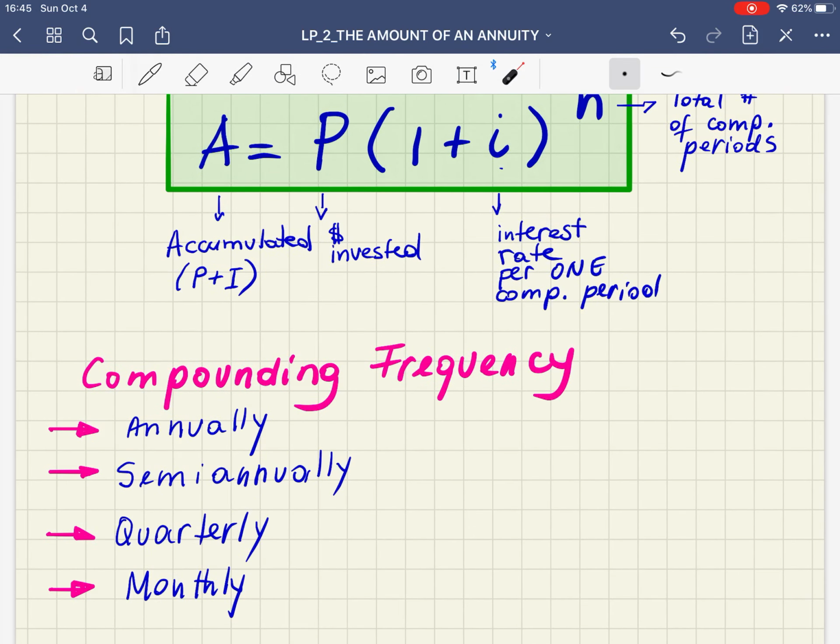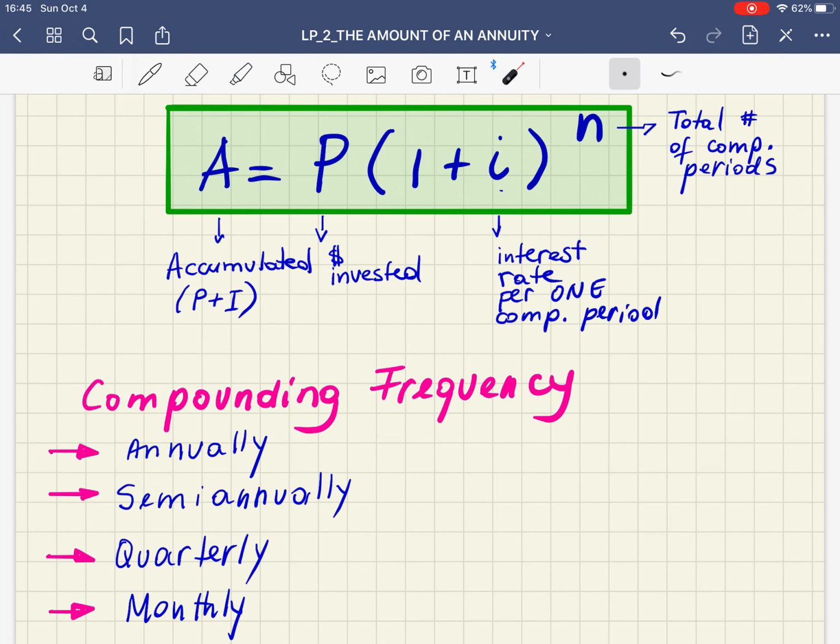So the compounding frequency can be annually, semi-annually, quarterly, monthly, and these are just some examples because there is more to this. It can be daily, it can be weekly, it can be actually calculated by minute or a moment. So why do we need to know the compounding frequency? Now, the compounding frequency annually means that the money is compounded once a year. That means that the interest is calculated and added on to the principal once a year.